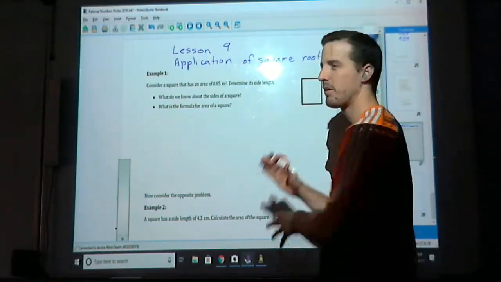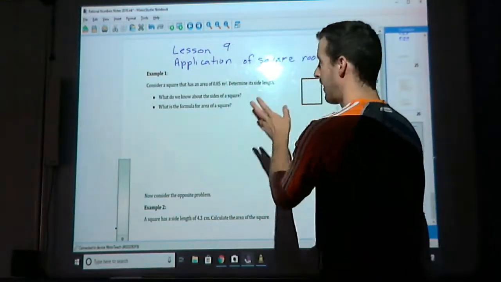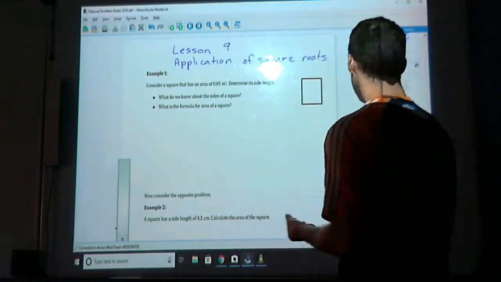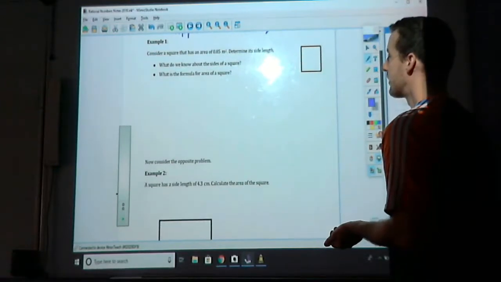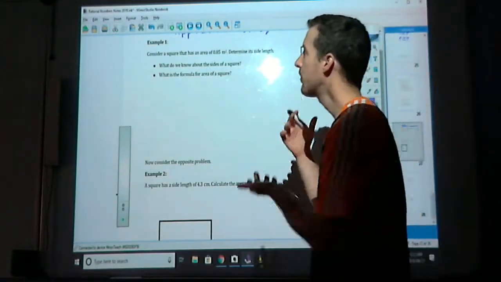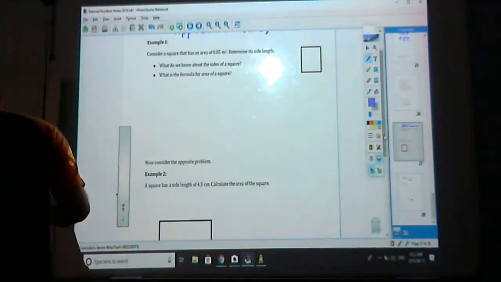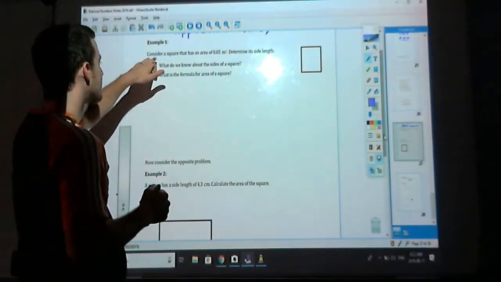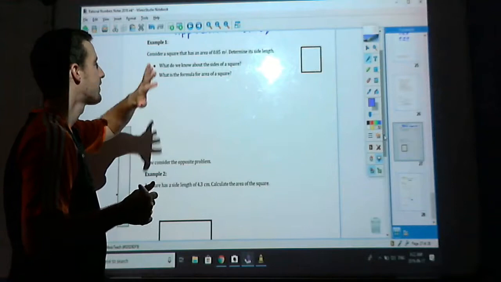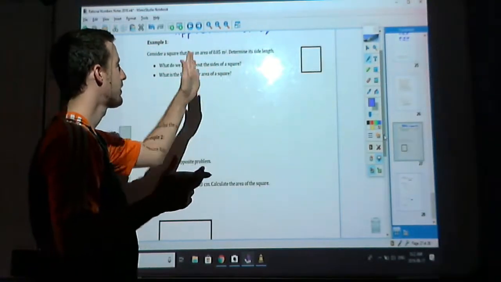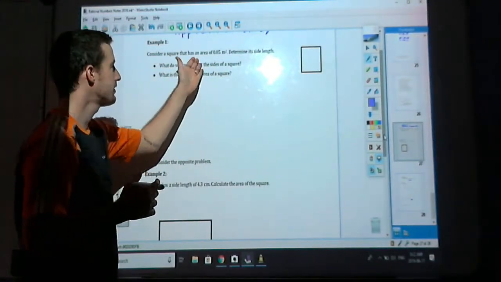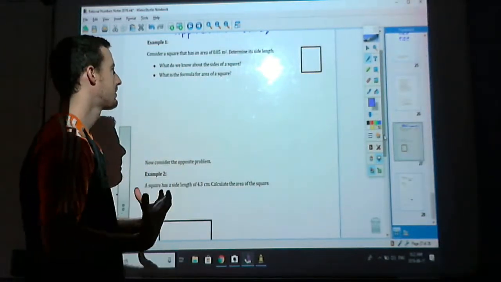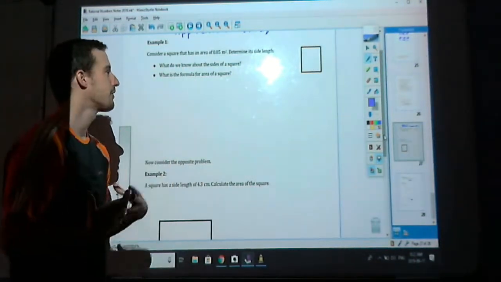So in this unit, we're actually able to use it. We can pretend there's a garden or a project that we're building. We need to know how much area we have, and vice versa. Okay. So first example, we're just going to get right into it. Consider a square that has an area of 0.85 meters, determine its side length. Well, we have two questions that we need to answer first, so that we know why we're able to use these square roots to solve our problem.